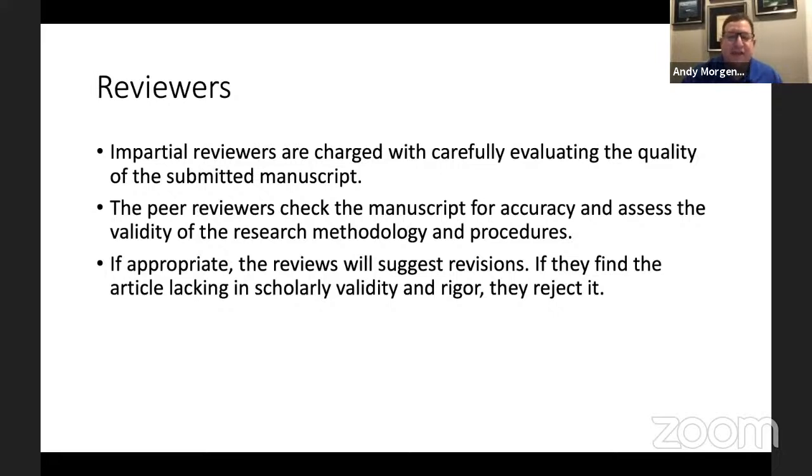What is the research methodology? Well, did you do this in a smart fashion? Did you use enough subjects in the study? Did you do a retrospective process or a prospective process? If it's appropriate, the reviewer will suggest revisions. If that article is lacking scholarly validity and rigor, we reject it. And I've rejected articles before, and I'm sure I'll reject them in the future.